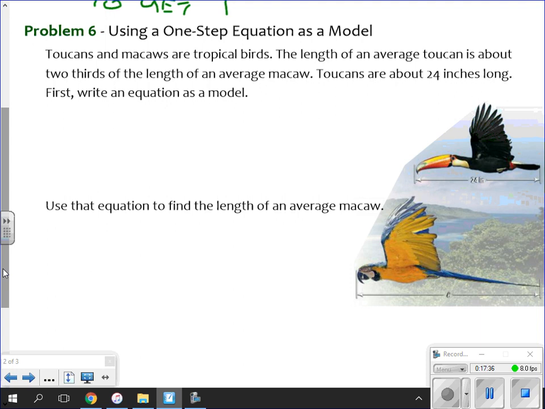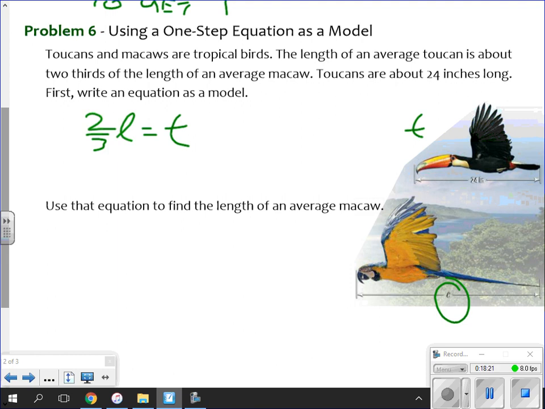So first, write an equation as a model. I'm comparing macaws and toucans. The idea is the length of a toucan is 2/3 the length of a macaw. I'm going to use L. They actually have an L there; it's hard to read, but that's supposed to be an L. Toucans and macaws are tropical birds. So that means 2/3 the length of a macaw is the length of a toucan.